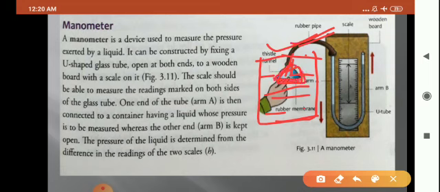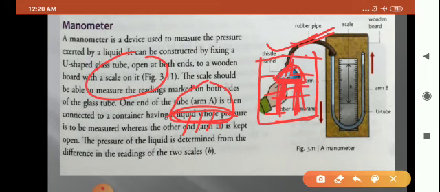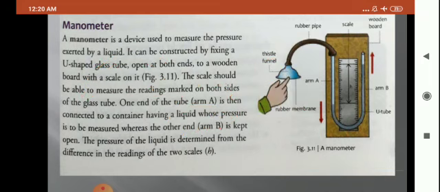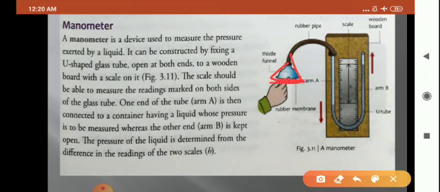Now, since this thistle funnel has a membrane, the thistle funnel is like this, and at the bottom of this thistle funnel there is a rubber membrane. So this liquid will exert pressure at the bottom of this funnel. You can see clearly from this picture, below the funnel the rubber membrane or covering is there, and whosoever's liquid pressure we need to determine, we dip this thistle funnel in that liquid.